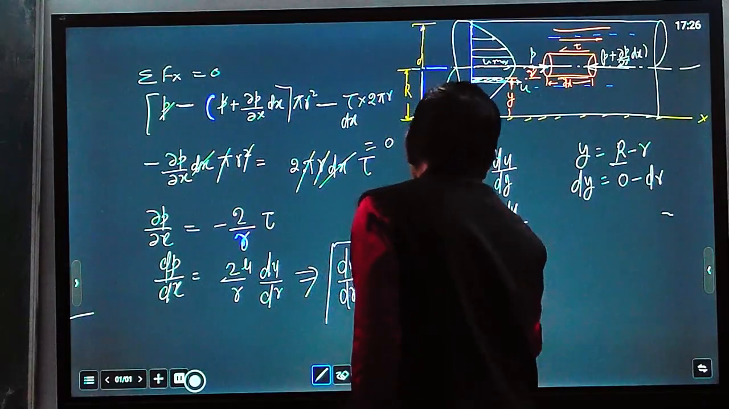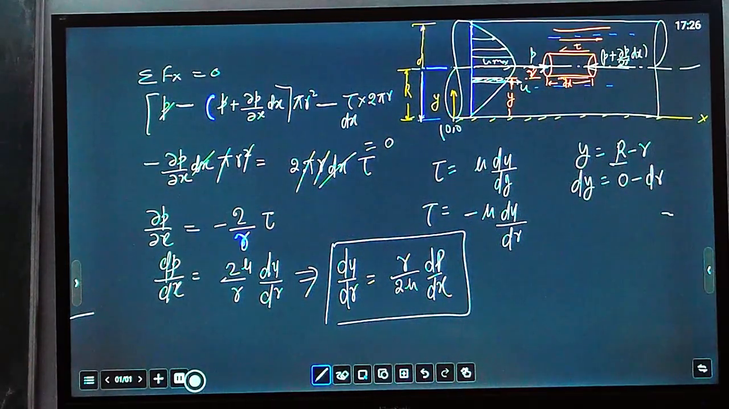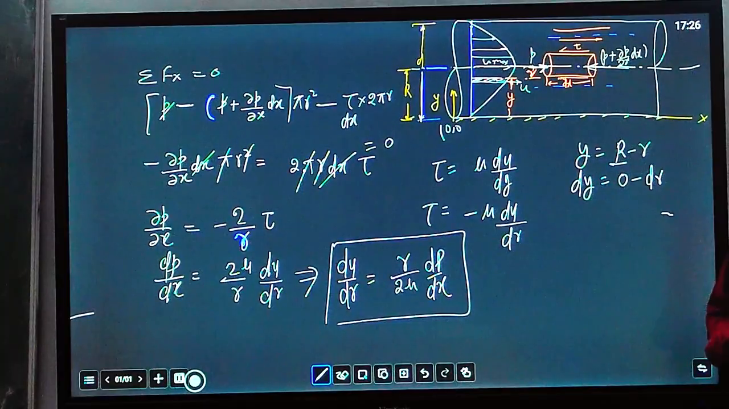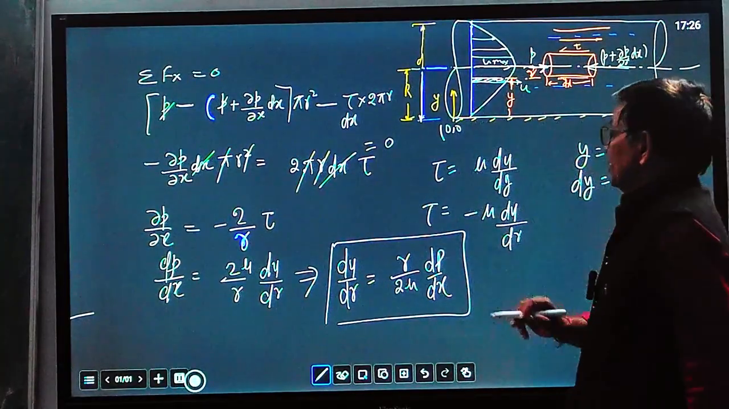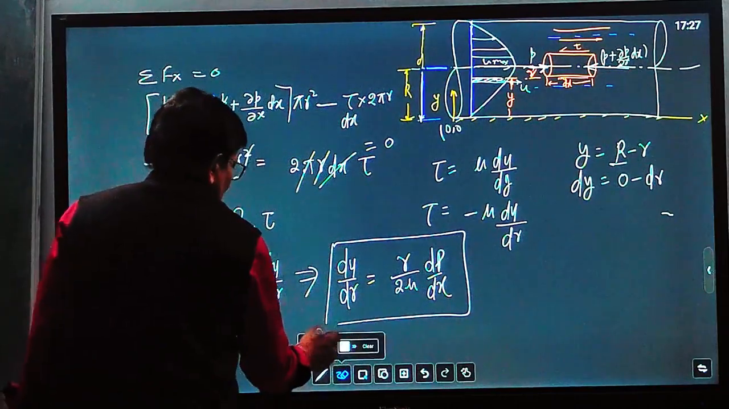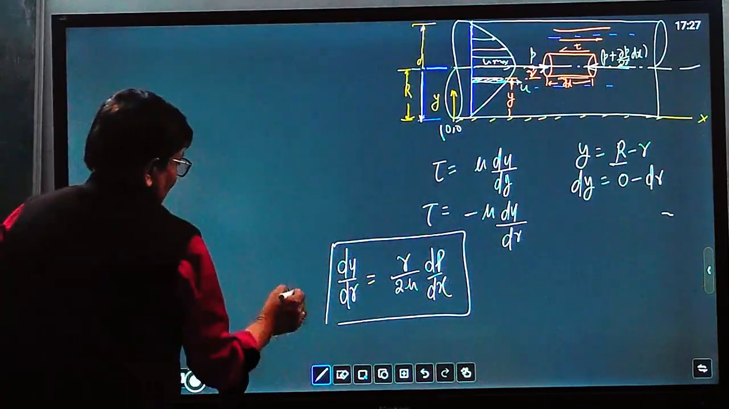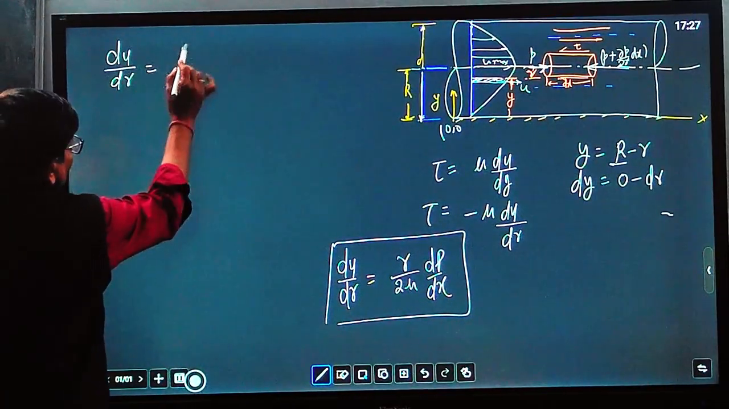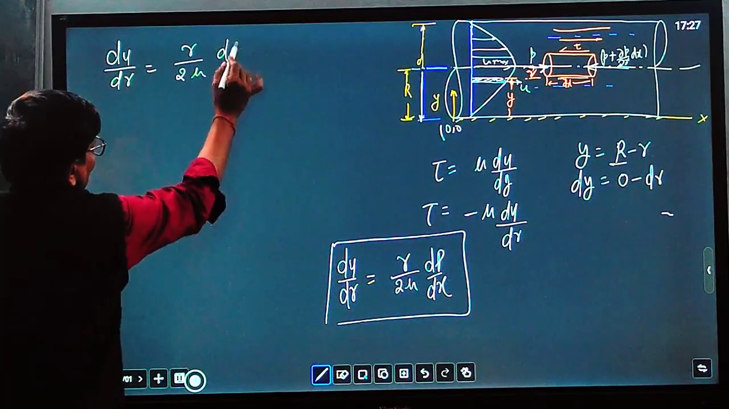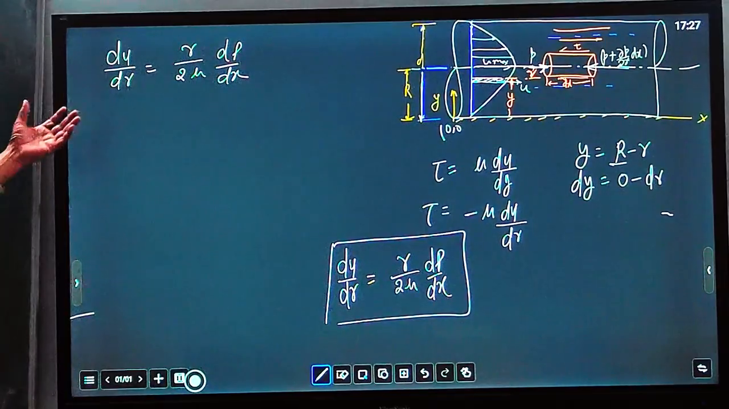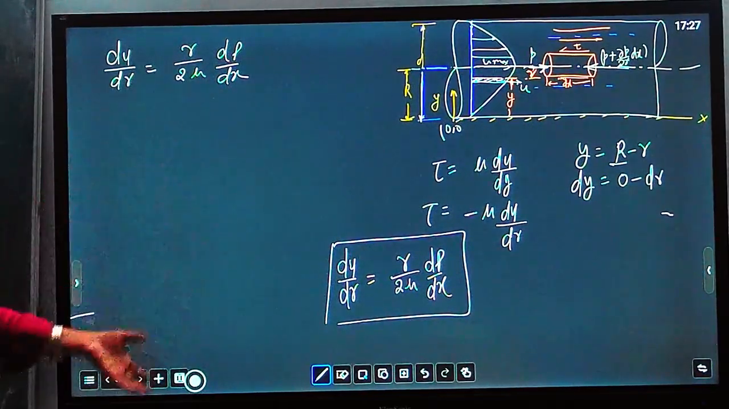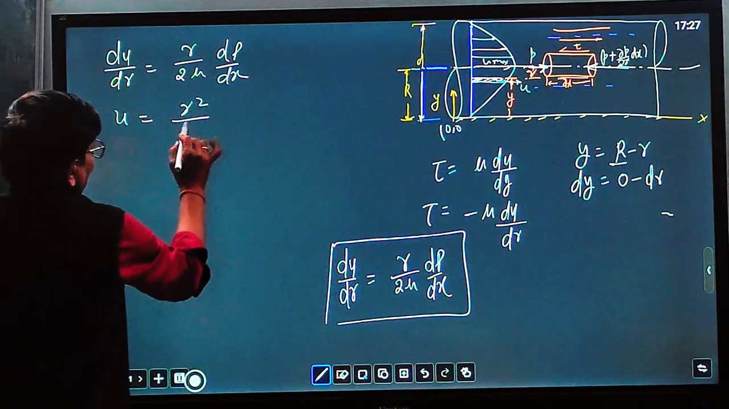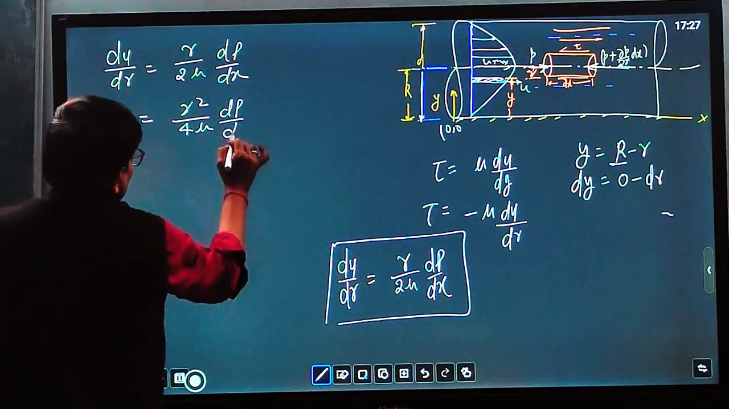This is the first equation that I wanted to derive. Now this is the equation of velocity. How can we find the velocity u at this point from this equation? So du over dr equals r upon 2 mu dp over dx. Now integrating the whole equation with respect to r, you get u equals r square upon 4 mu dp by dx plus a constant c.